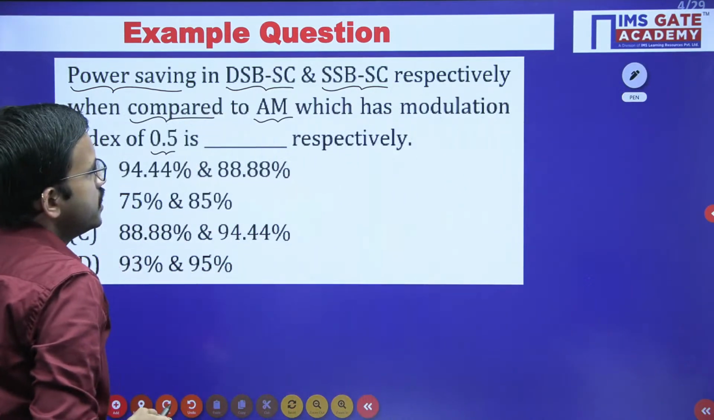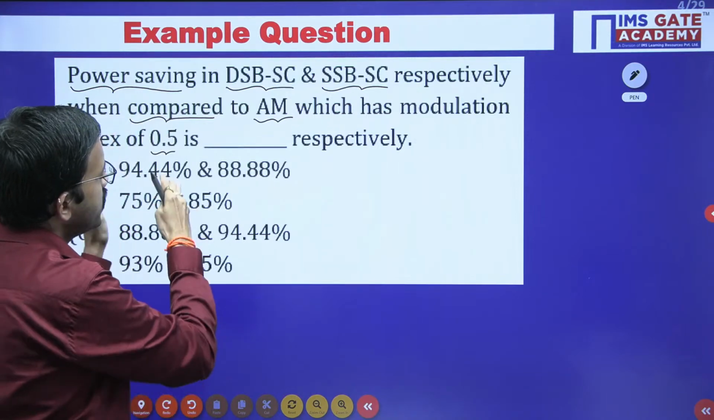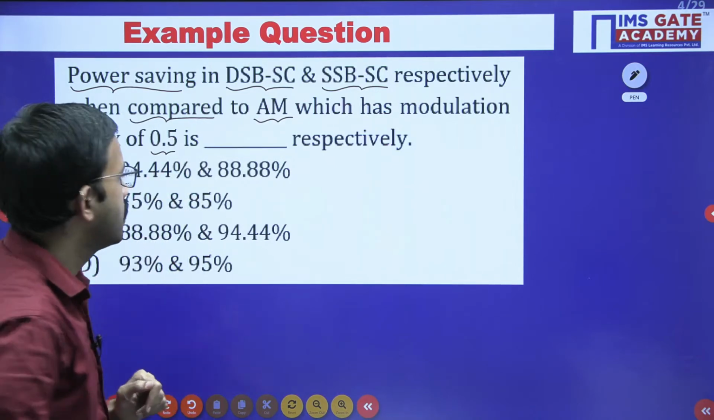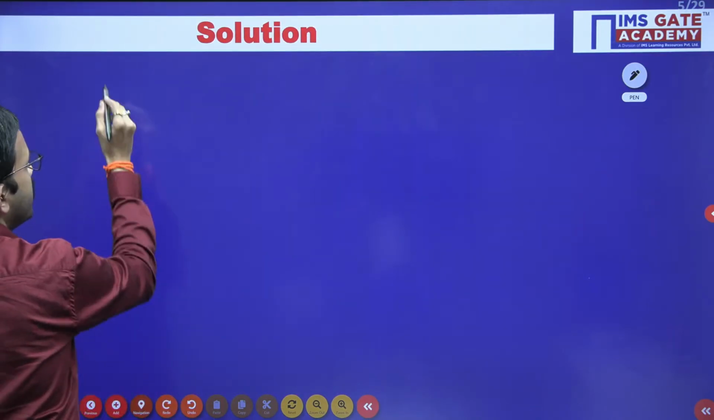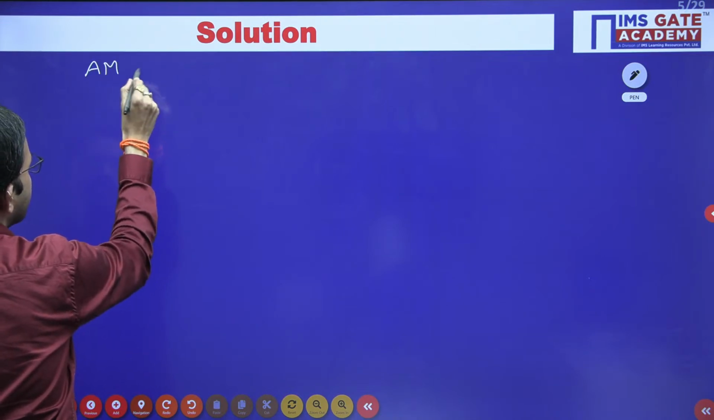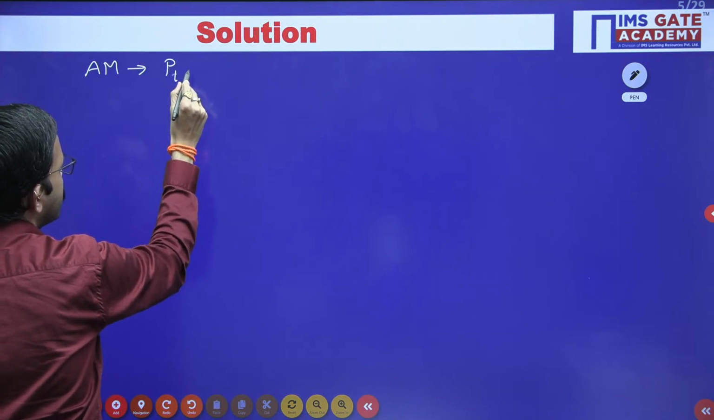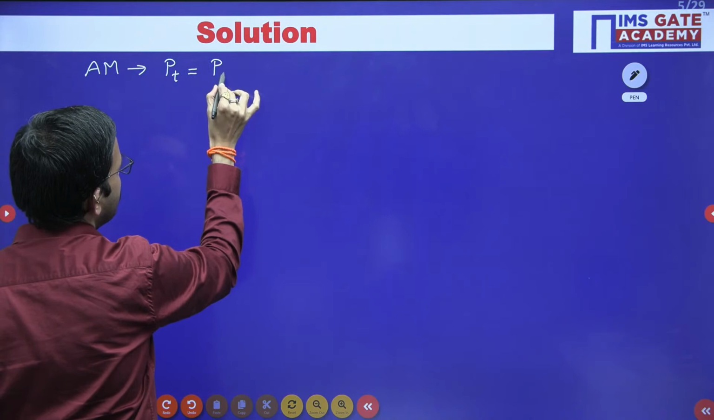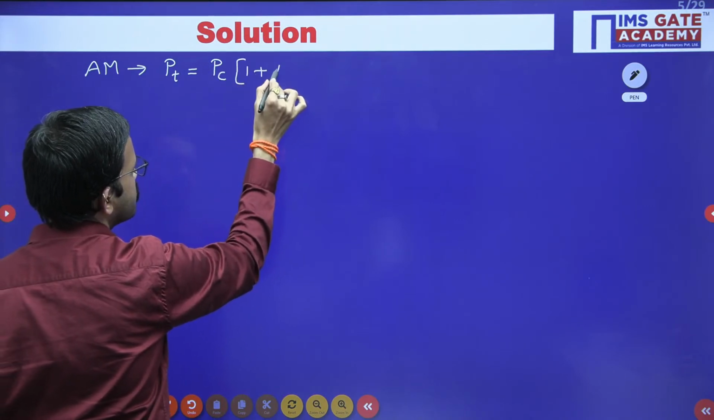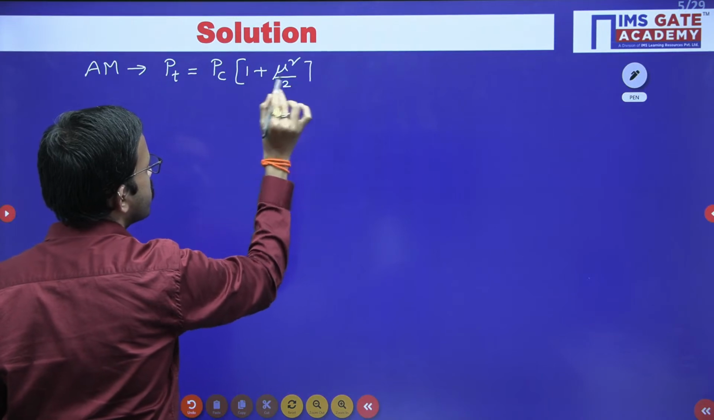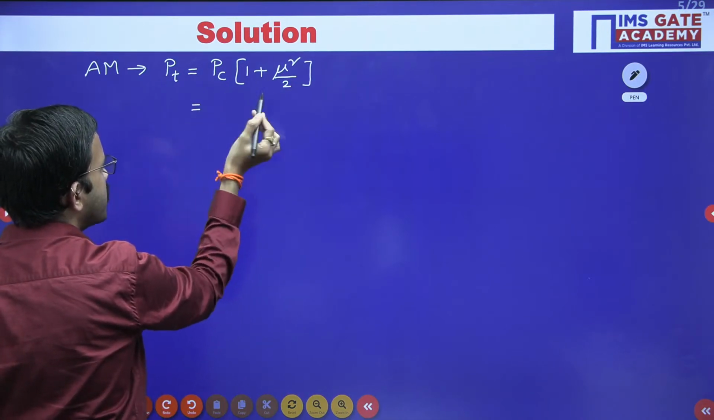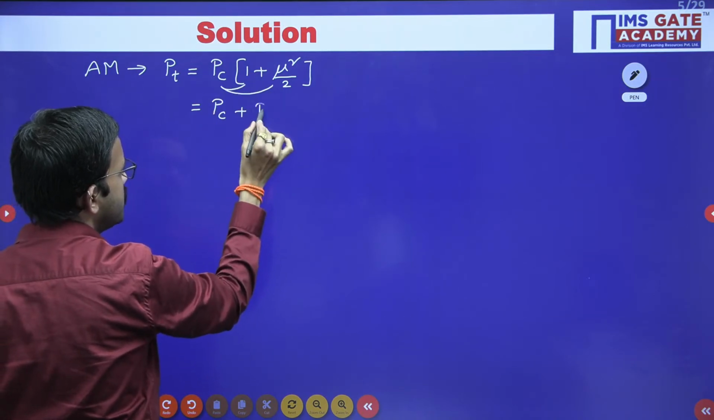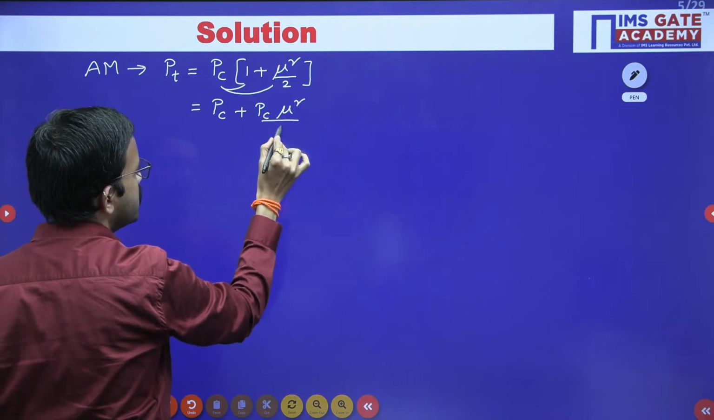So here the question is how much power we are able to save in DSB-SC and SSB-SC when compared to AM. First of all, if you consider AM, the amount of power required for transmitting the AM signal is PT equal to PC into 1 plus mu square by 2. If you split this, you will get two terms: PC plus PC into mu square by 2.